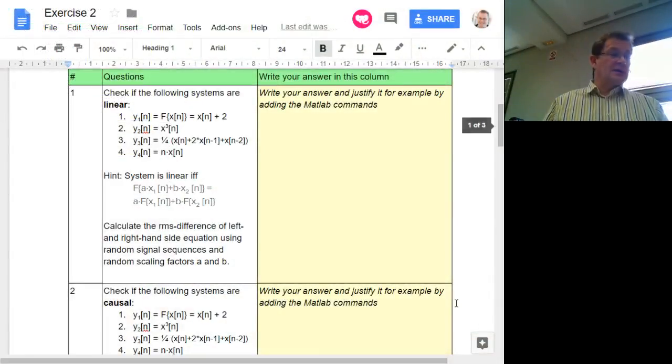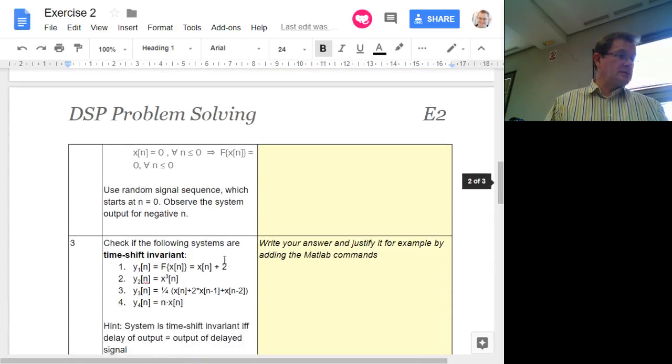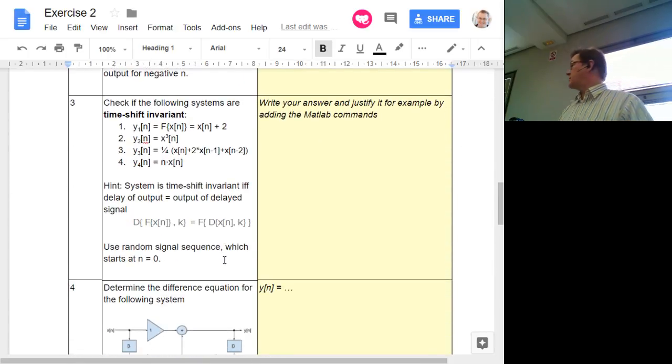So today's topic is about systems, how to describe the digital systems on the MATLAB. And basically, first, let's take a quick look at what kind of things we are doing today. On the exercise, there are these questions about linearity, causality, time shift invariance, and then there's also the fourth property, which is the stability.